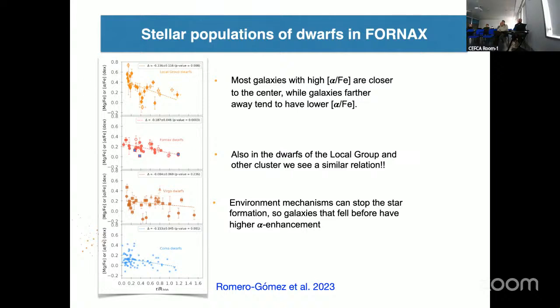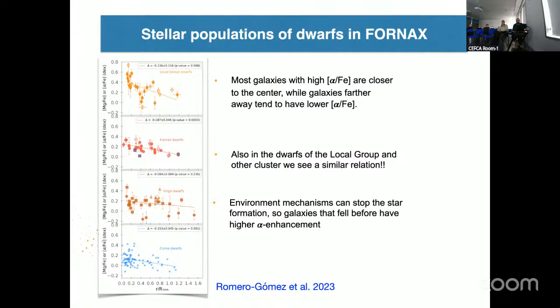Fornax galaxies, Virgo galaxies from Atlas, Coma galaxies from Smith. From here to here, there is a factor of 10,000 in mass. This is the local group. This is Fornax, 10 to the 14. And still there is a relation.